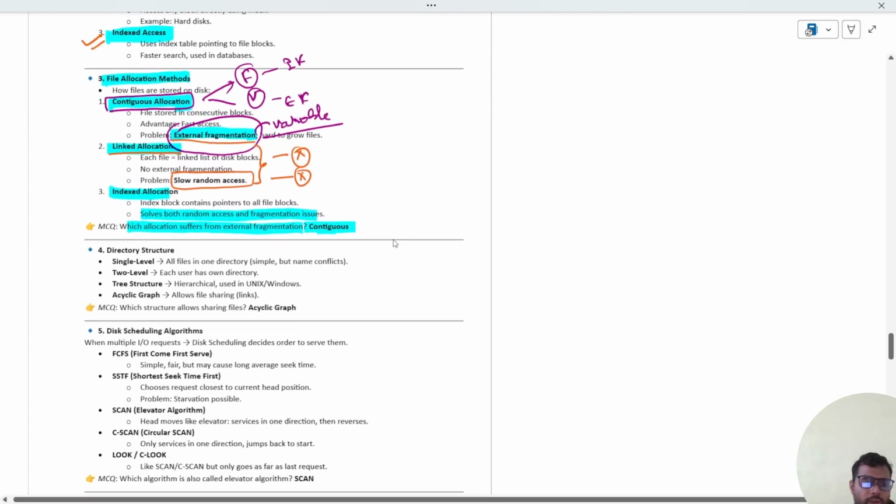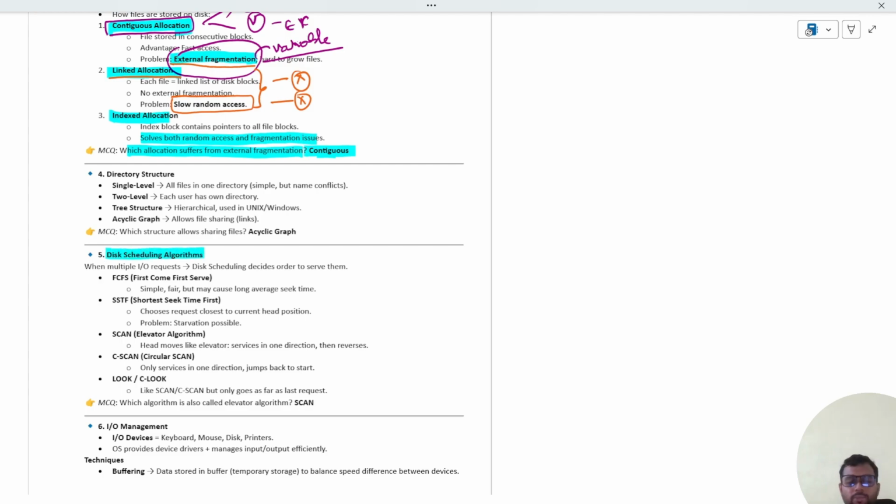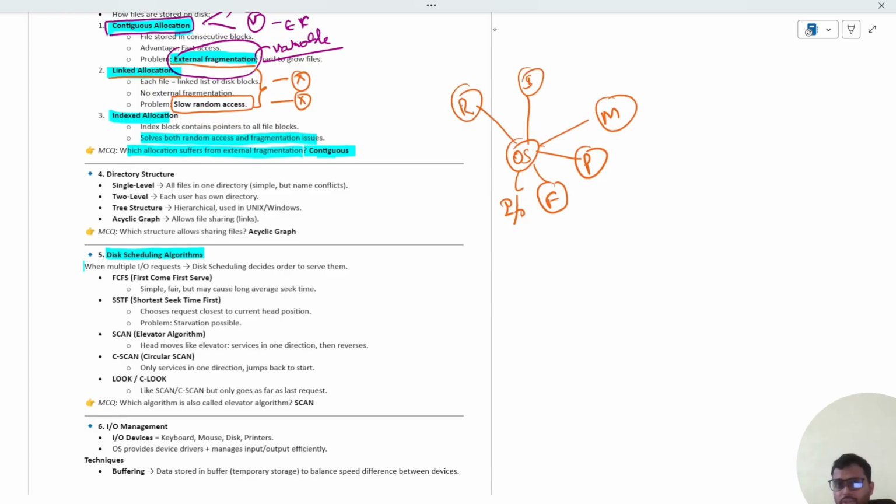Now moving on to the next topic, the scheduling algorithms. Just remember the names. We have seen that the functions of the operating system are input output management, file management, process management, memory management, security and protection, and resource allocation. These were the six functions. Out of these, we have seen process management, memory management, and file management. Now, let us go to IO management.